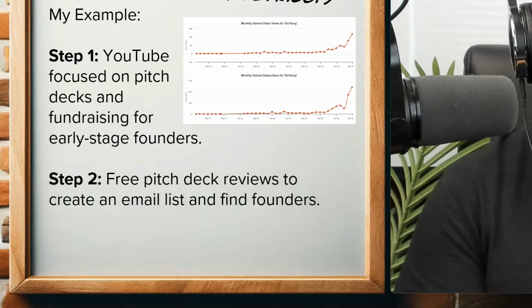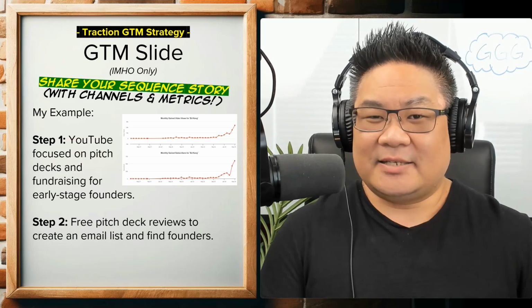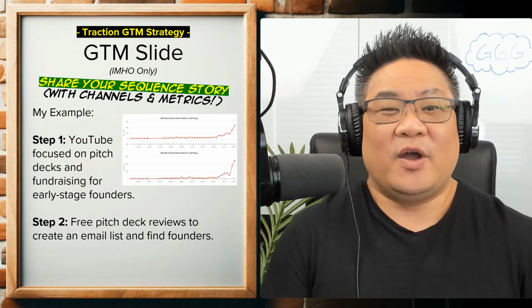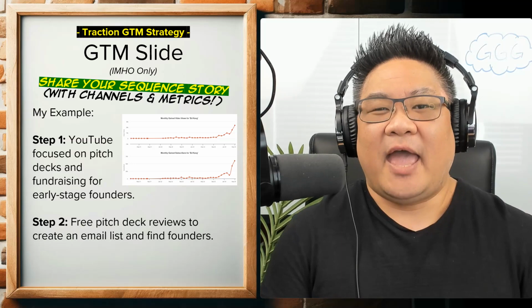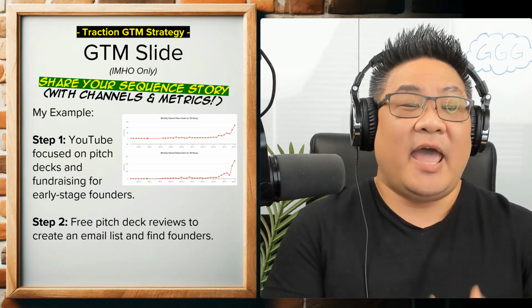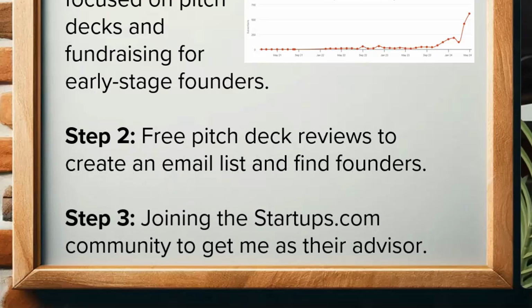Then my step 2 is free pitch deck reviews to create an email list and find founders. This is literally what I started to do. Anytime a founder sends me a pitch deck for a review, I get their email address. That's the reason I capture pitch decks that way. And then I'm able to find founders that fit our accelerator and invite them in and encourage them so they do join our accelerator, which leads me to step 3, joining the startups community to get me as their advisor.